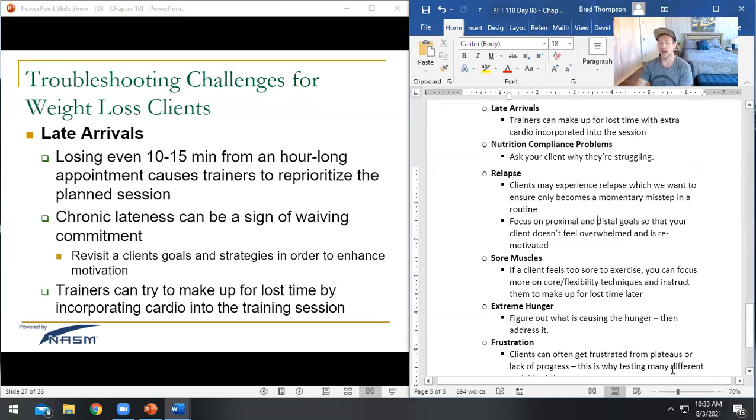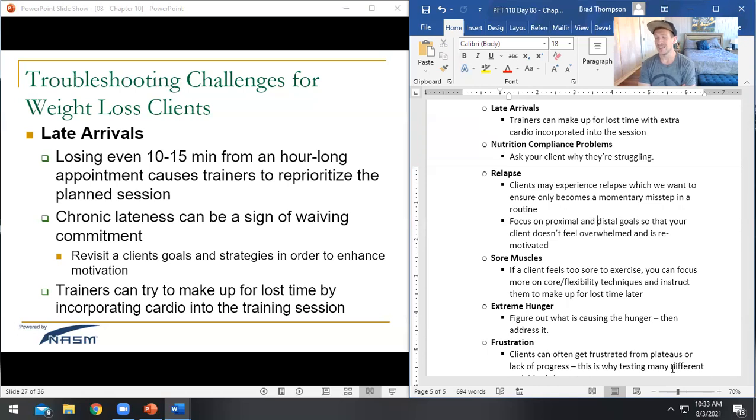Late arrivals. Yeah, if your client is losing 10 minutes in a 1-hour training session, that's huge. That's 25%. So try to find a way to make up for that lost time, maybe by incorporating extra cardio in place of their rest, or anything you can do. The reason we are prioritizing incorporating extra cardio, maybe even taking out some of the strength training and just focusing on the cardio, is because it burns a lot of calories.